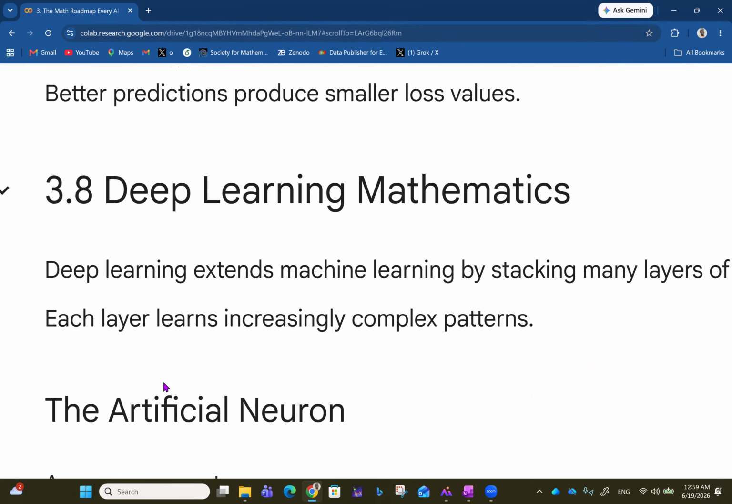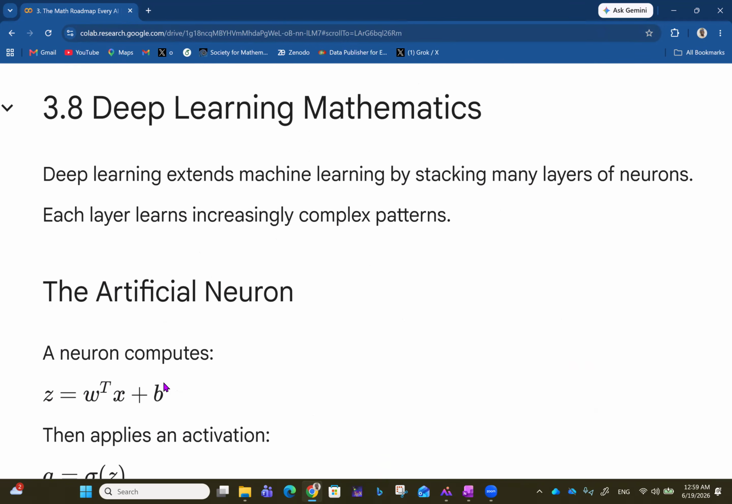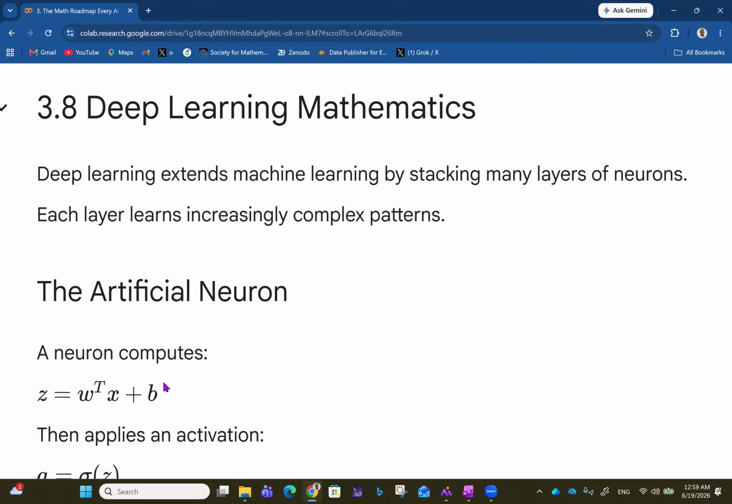So I have talked about machine learning mathematics. Now let's talk about deep learning mathematics. Deep learning, like I said, has to do with how the brain behaves, all the wirings of the brain, the synapses, the neurons, and things like that. Deep learning extends machine learning by stacking many layers of neurons. Maybe machine learning can be seen as one cell, and then deep learning is like stacking so many of that together. So each layer learns increasingly complex patterns.